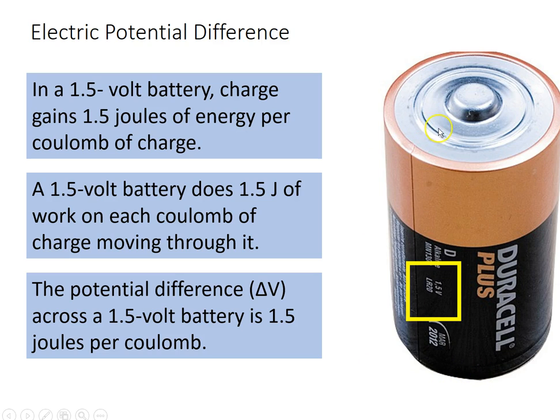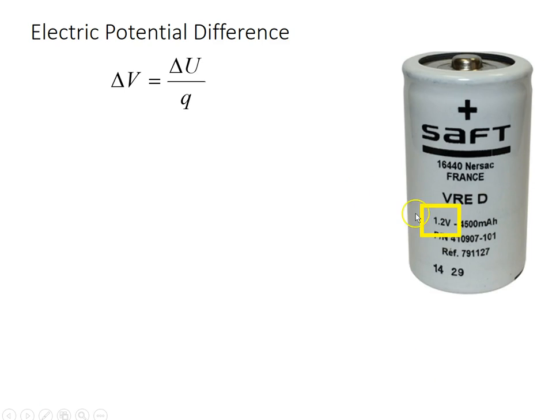The potential difference across the ends of a 1.5 volt battery is 1.5 joules per coulomb. Okay, here's a 1.2 volt battery, which is pretty unusual. It looks pretty darn old, or maybe it's just a European standard. I don't know.